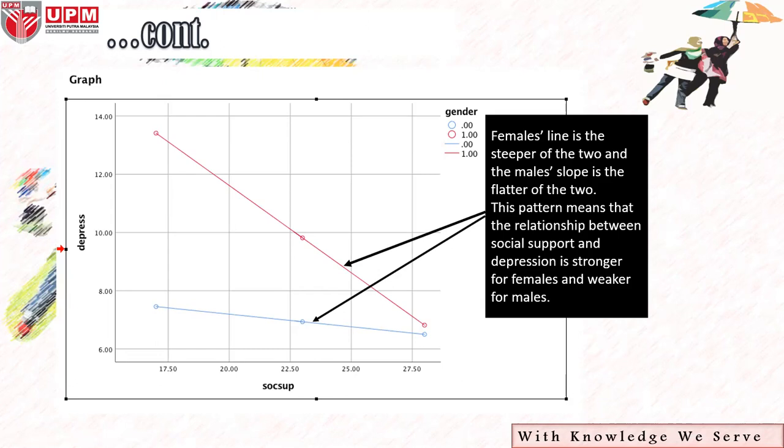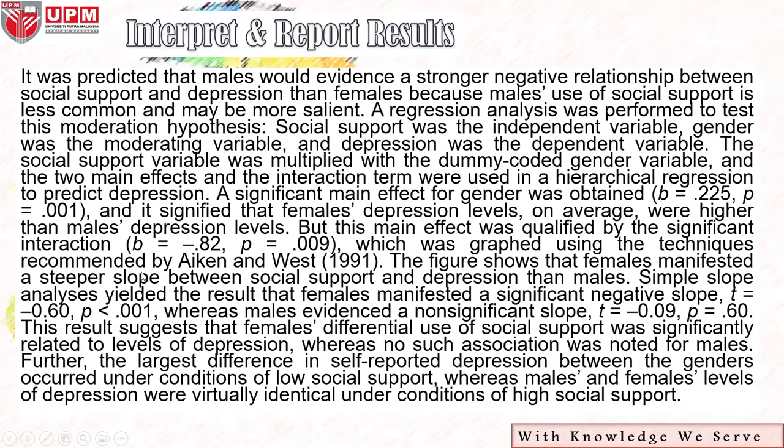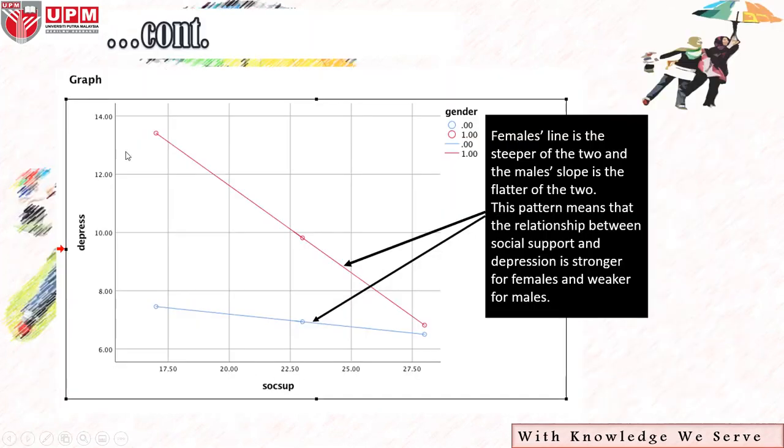Maksudnya hubungan antara social support dengan depression. Perempuan ni semakin banyak social support, kalau kita tengok merah. Tadi merah. Sorry. 0 ni, 1 indicate female. Okay. So the higher social support, the depression reduce for female. Tapi lelaki ni dia okay, kalau perempuan ni dia reduce banyak, tapi lelaki ni sikit saja.